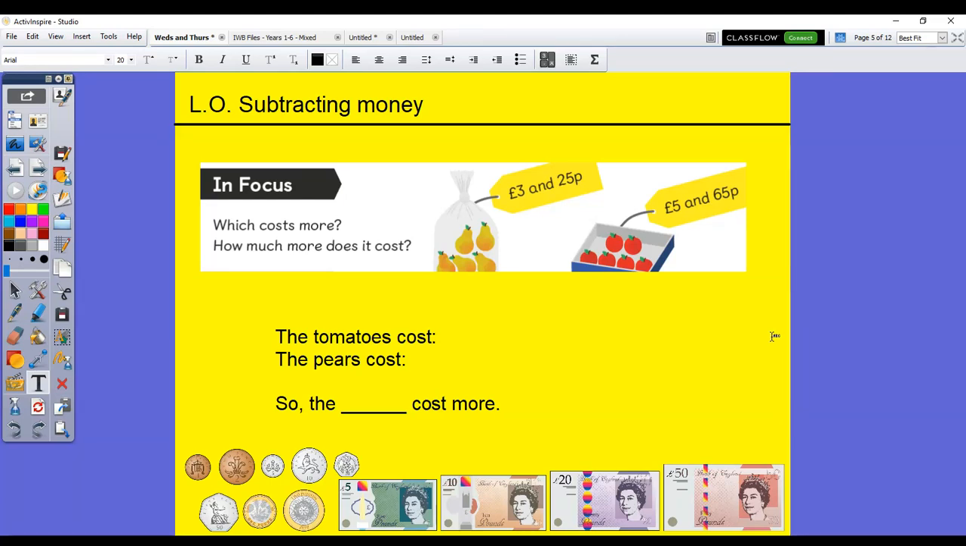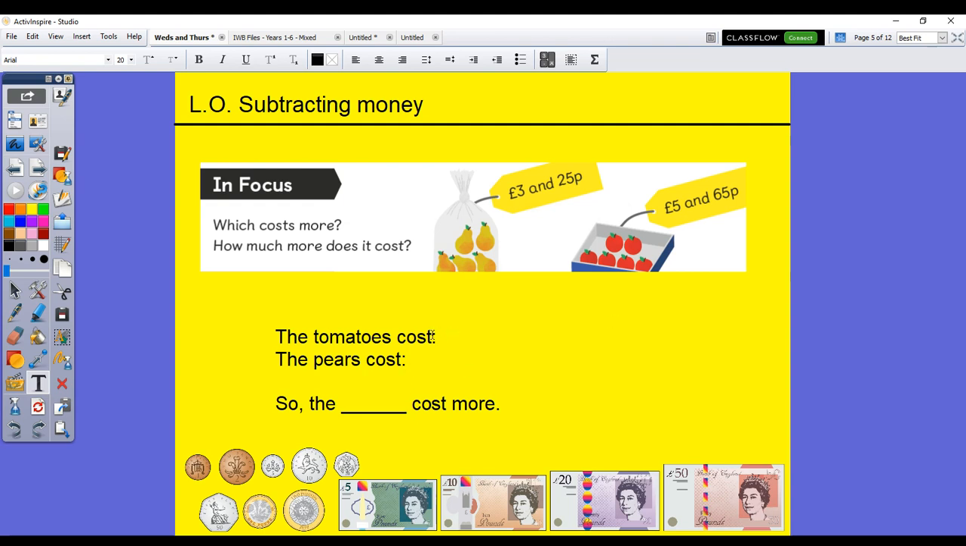So we are on our second lesson of subtracting money. Today we're going to be finding the difference. And again, I'm going to be showing you different ways to work out calculations, and you can choose what way is best for you. Our question is, which costs more and how much more does it cost?